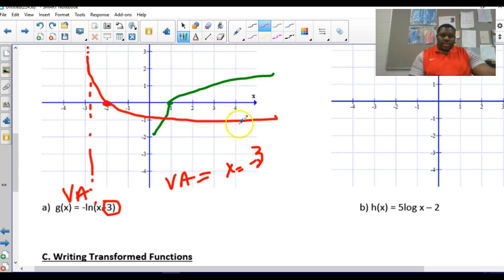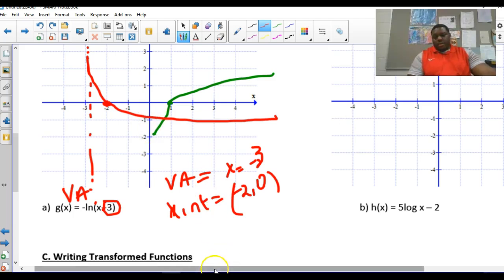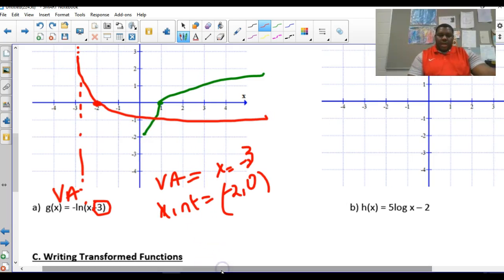That red is your graph, and that green is the parent function. Oh, one more thing I didn't do, the intercept. The x-intercept right here is (-2, 0). For the y-intercept, you would use your graphing utility device and look at the table.